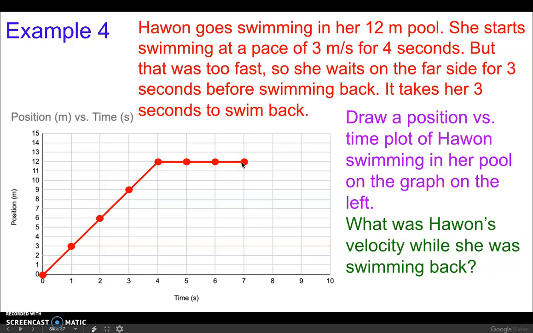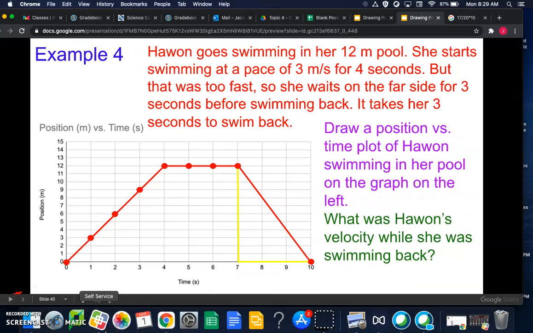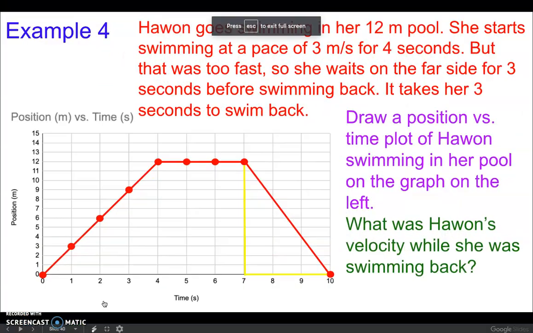Okay, and then it says that she'll swim back in 3 seconds. So 7, 8, 9, 10. Right, 3 seconds later. So that would be right here. Remember, if she makes it back, she'll be back at position 0. So then that is her best fit line. And then here are the rise and run. And then I think I just realized a mistake that I made, so give me a second to correct that. Okay.